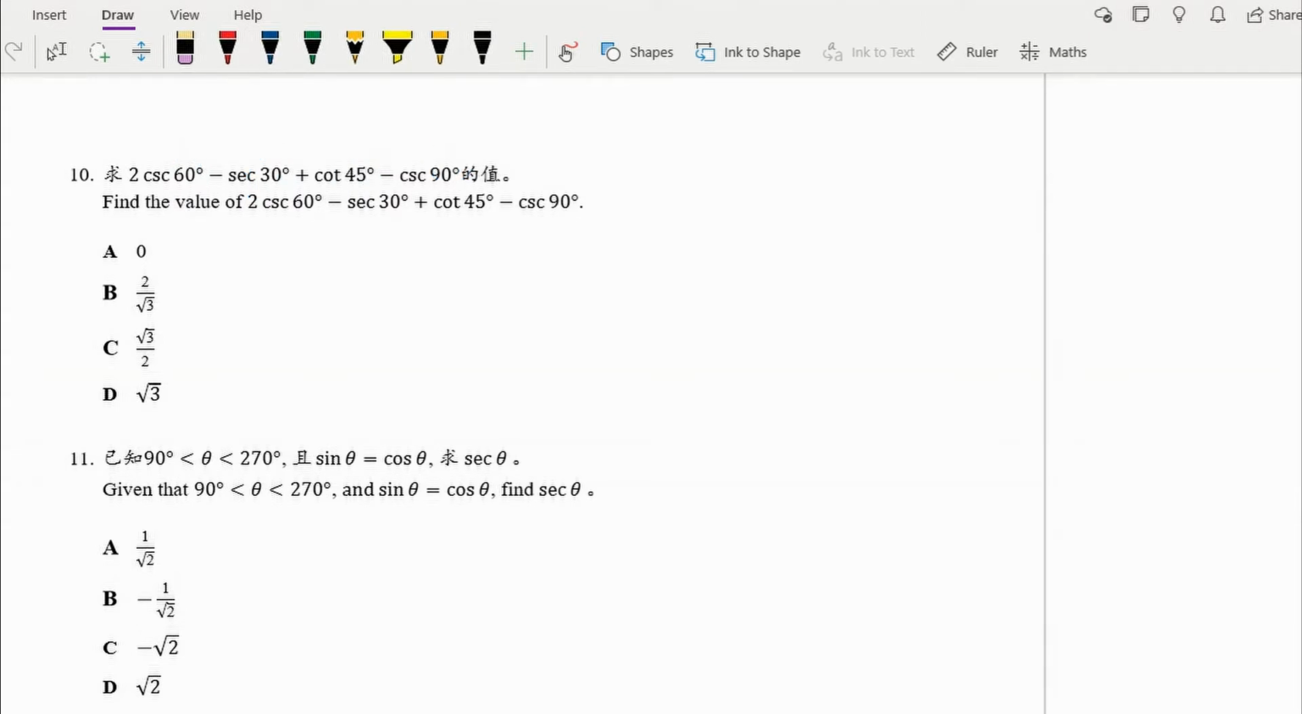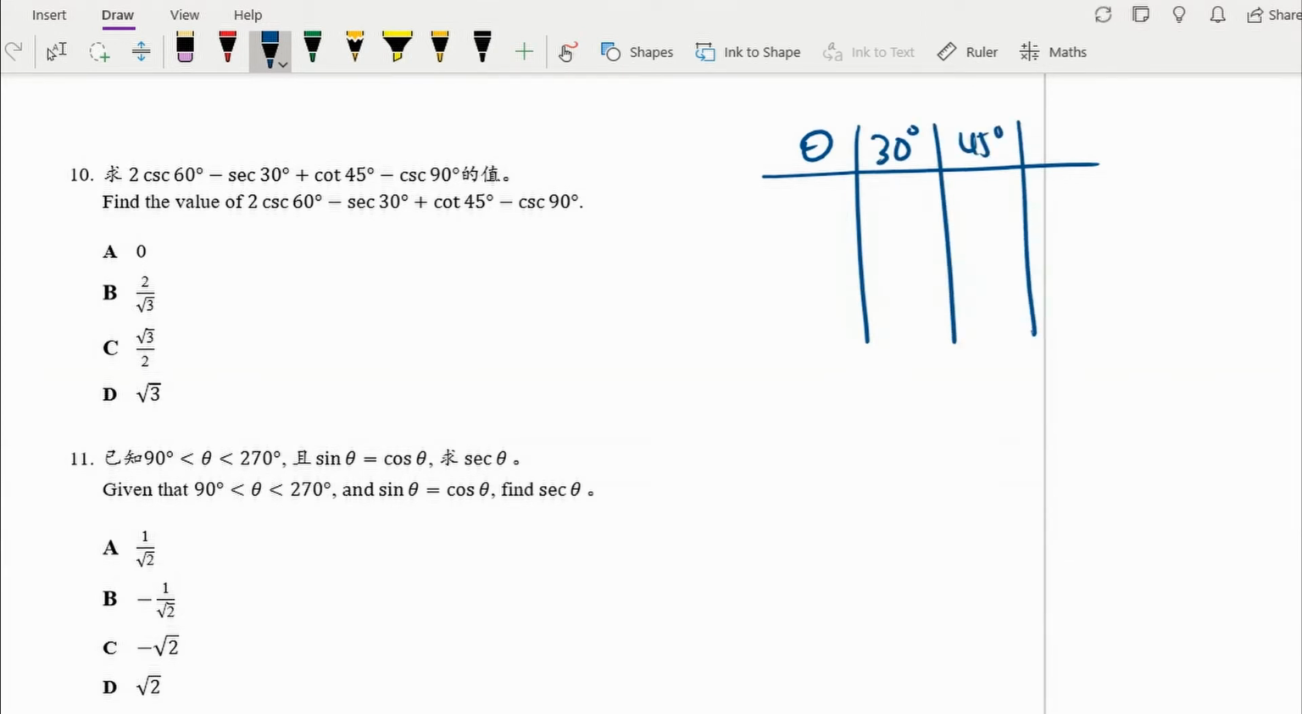So sometimes it's good for you to remember the values of these special angles. This is how I remember. I will share it with you. Theta: we have 30 degrees, 45 degrees, and 60 degrees. For 90 degrees, you can just see it from your graph. You should remember the shape of the graph. Anyway, sine, then cos, then tangent.